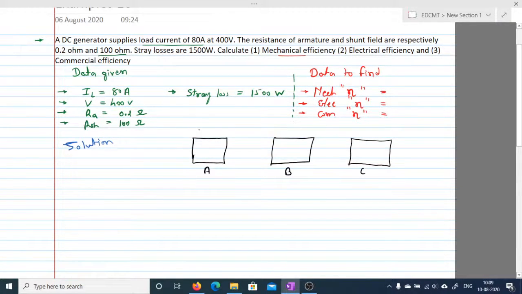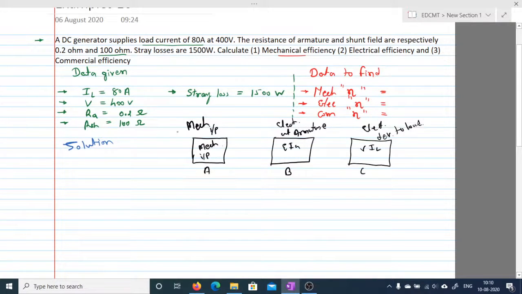So A stage is the mechanical input. Let me write it properly so that you can read. Mechanical input. Then over here, this mechanical input is converted into the electrical power at armature. So this is electrical power generated at armature, and this is electrical power delivered to load. So we can call this power as EIA. This is VIL, and this is mechanical input from the prime mover. So this is what the different power stages.